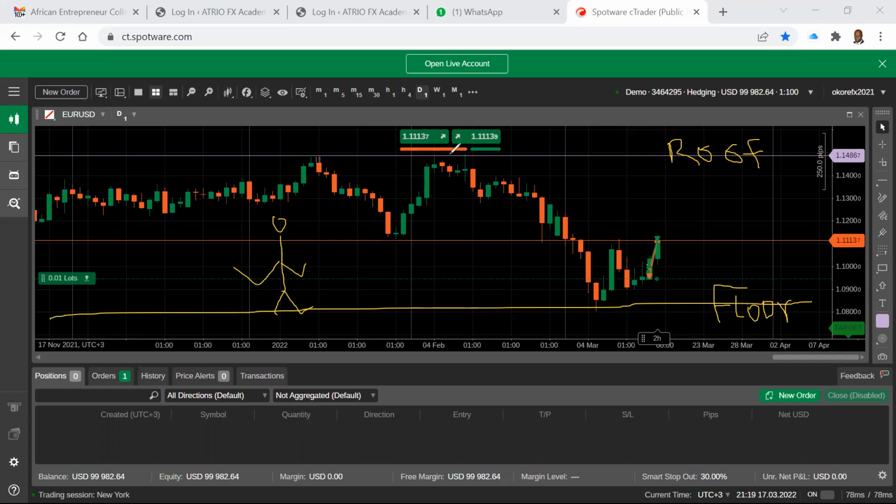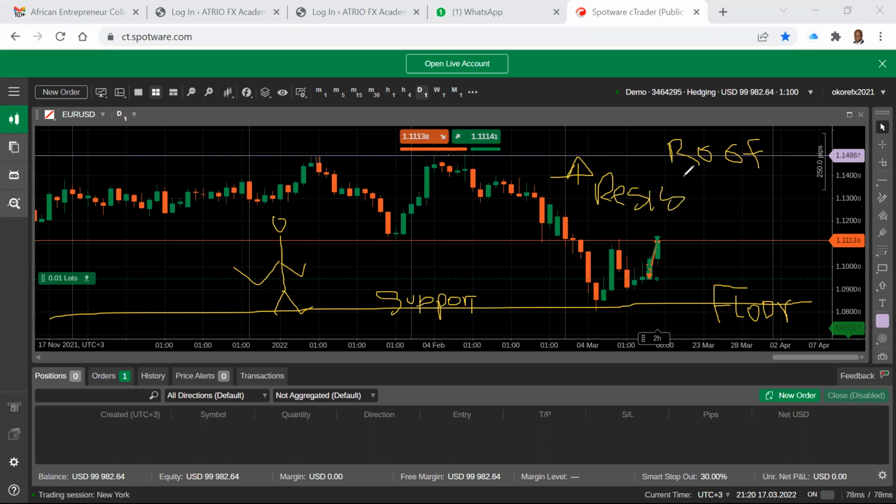So this is what we call support. So somebody draws a line down there and the line is below a particular point, we call it a support line. But if the market is going up and there's like a roof over there, we call this resistance line. So that is resistance.